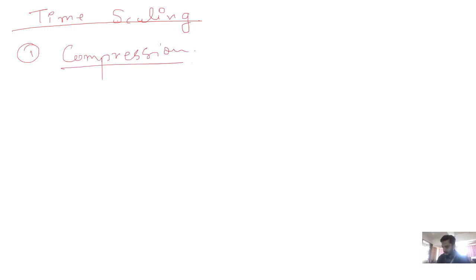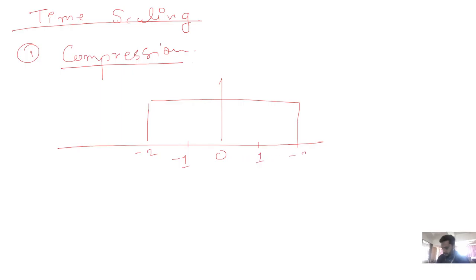Suppose I have a signal which will run from minus 2, minus 1, 0, 1, 2, and its amplitude is 1. So the signal x of t is equal to 1 for t greater than or equal to minus 2 and less than 2, else 0. This is the equation for the signal I had drawn.